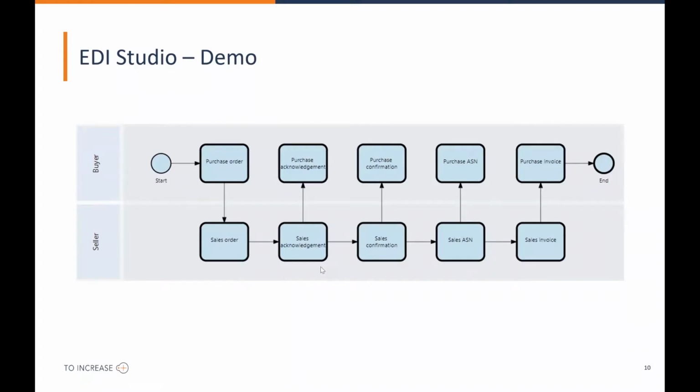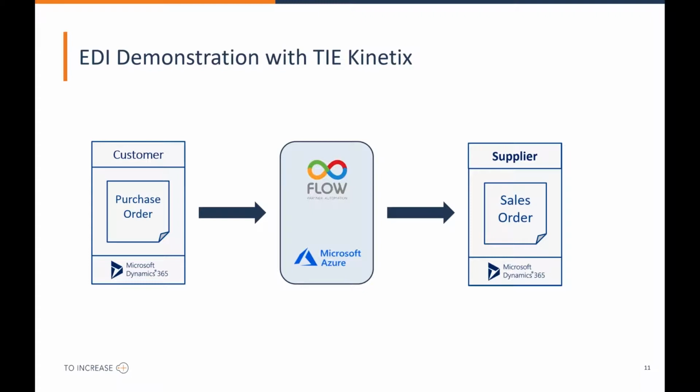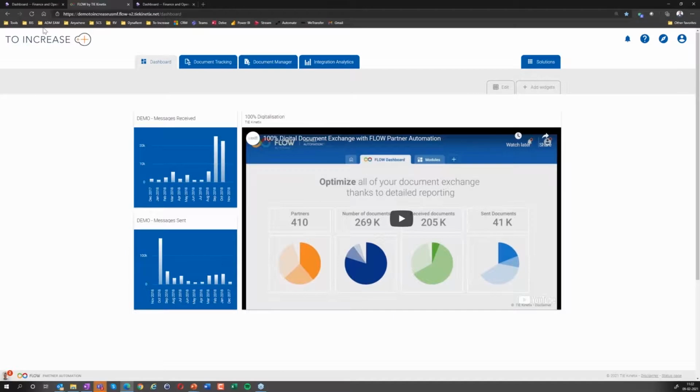Yes, and we have already in the system many different messages. For my demonstration, I want to focus on this one, which is the purchase order sent by your customer and received by the vendor in the system. For that, we have two systems. On one side, we have the customer, and that customer will create a purchase order in the system that will be transferred to Flow, and from Flow it will be transferred to the supplier, and in the supplier it will become a sales order. So let me take you through this process in the system.